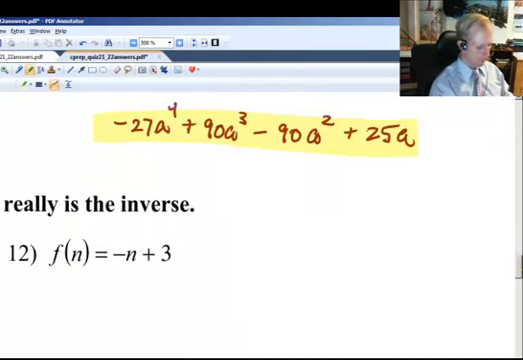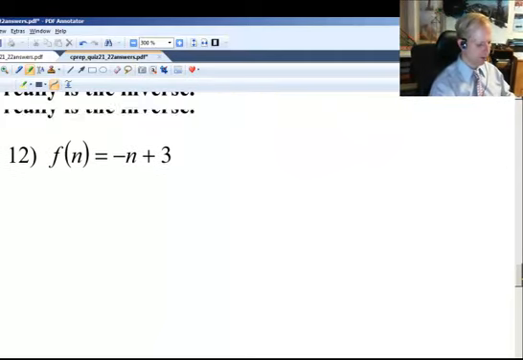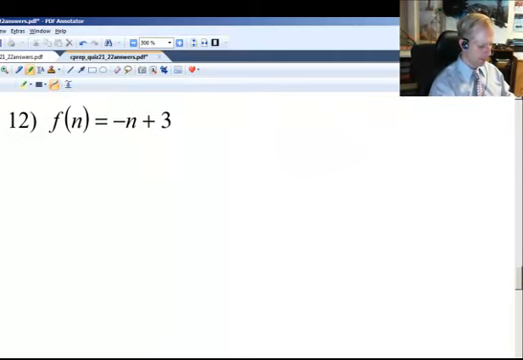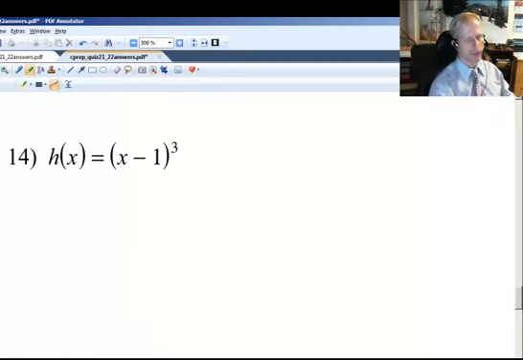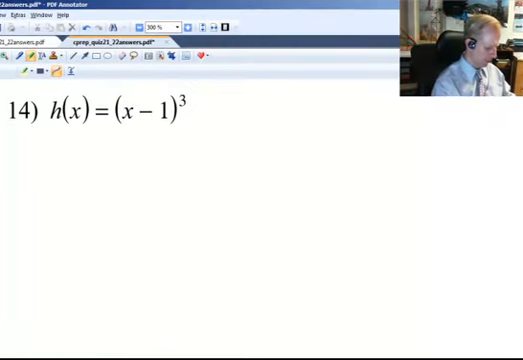Okay, now I'm asked to find the inverse of a function and verify that it is really the inverse for these three functions. Now I'm only going to do the verification once because otherwise this screencast will go on forever, which I don't think anybody wants, including myself.